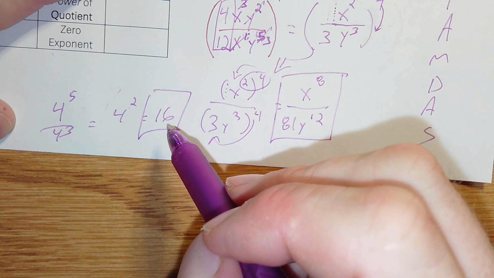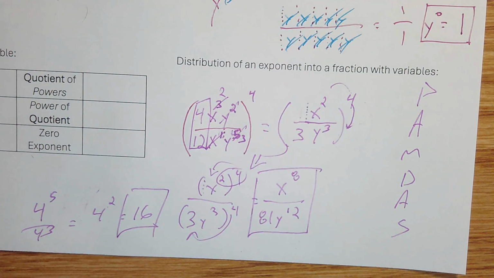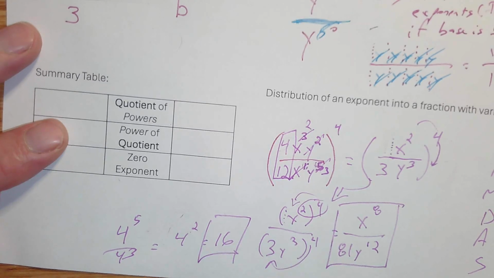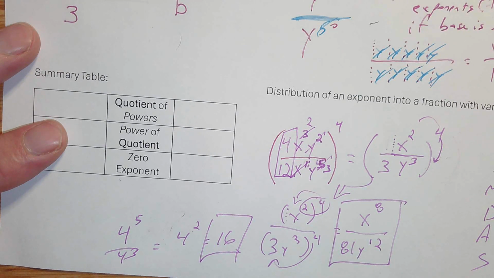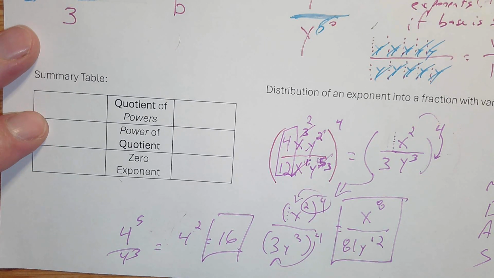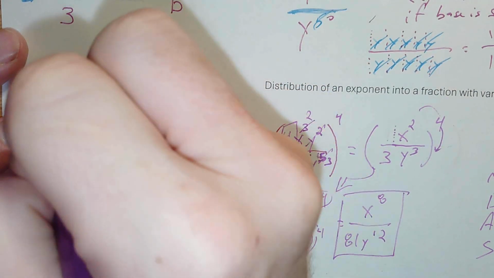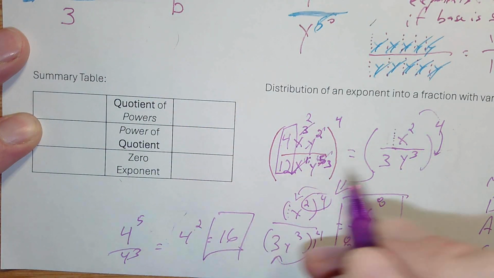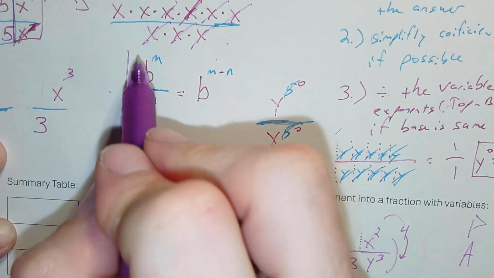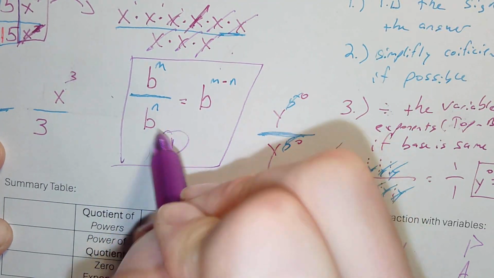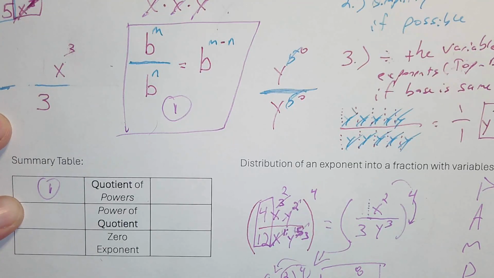So let's show you some examples of the quotient of powers. Let's fill out this table here. Let's see, what examples do they use in the book here? Here we go, the quotient of powers. It's right here. This is the quotient of powers law. I'm going to put this as a 1. That's the quotient of powers law.